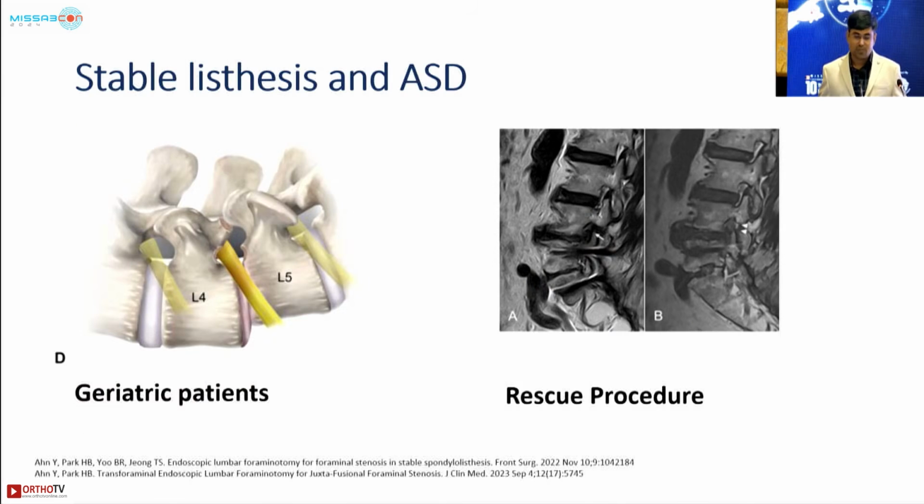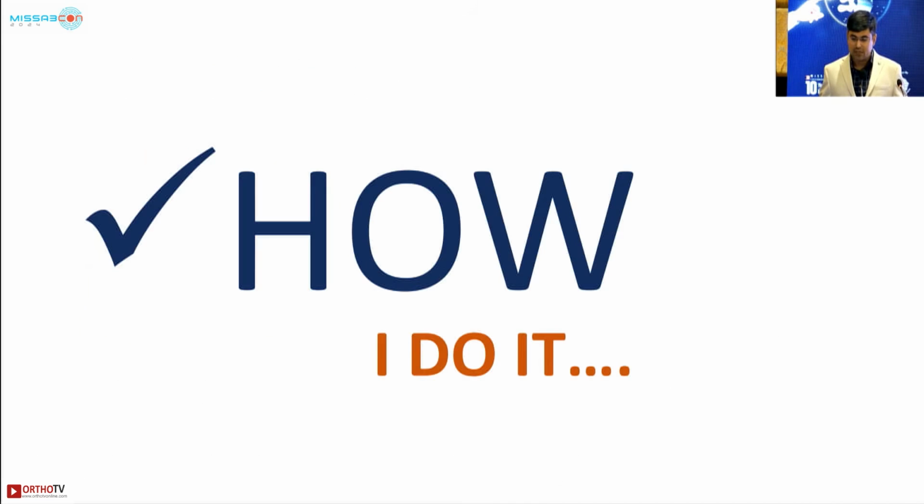Also in case of a stable listhesis and adjacent segment disc herniation, where the patient's primary complaint is radicular symptoms, especially in the geriatric patient, you can do the foraminotomy and it can serve as a rescue procedure, as it avoids the fixation and the need for extension of fixation in case of adjacent segment disc herniation.